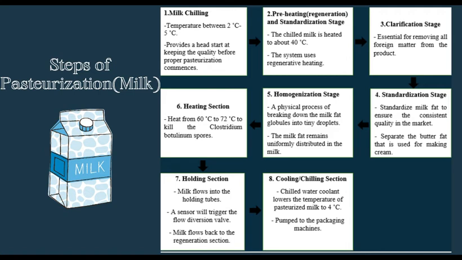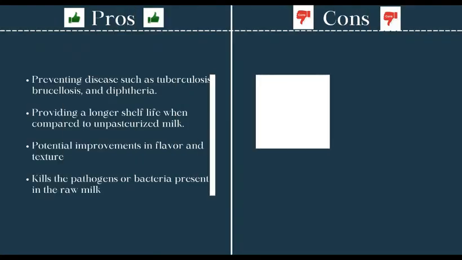Then, milk flows back to the regeneration section. And the last one is the cooling and chilling section. After regenerative cooling of pasteurized milk, it moves to the cooling section where chilled water cooling lowers the temperature of the pasteurized milk to 4 degrees Celsius. The chilled milk is then pumped to the packaging machines for aseptic packaging.